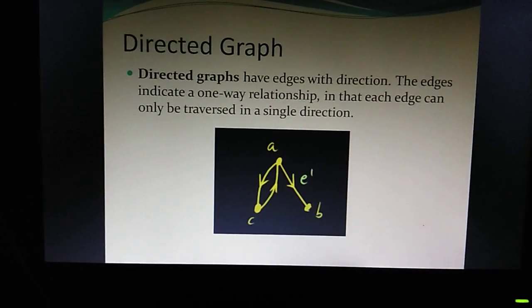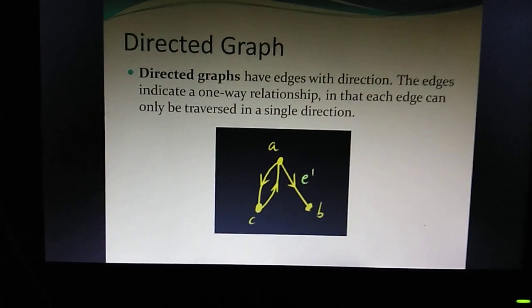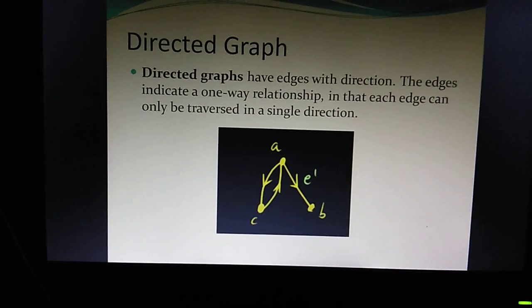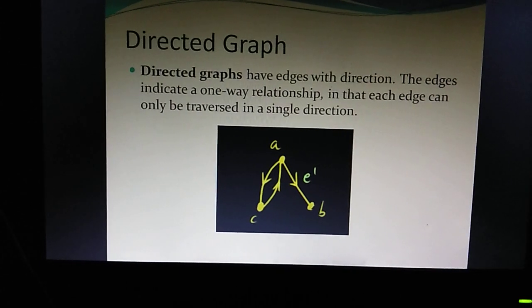Next one is the directed graph. Directed graphs have edges with direction. The edges indicate a one-way relationship in that each edge can only be traversed in a single direction.